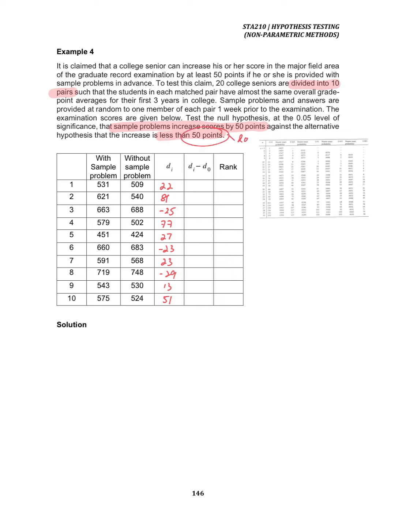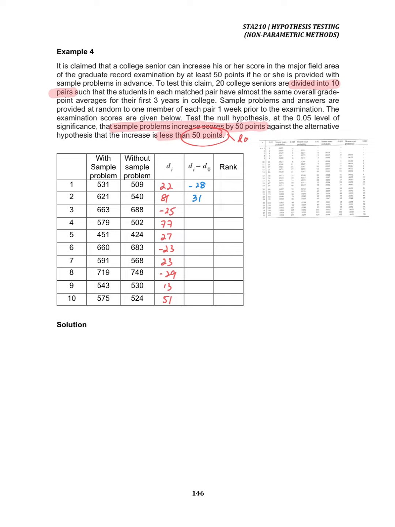So what next should we do? We subtract the difference with the D naught. So our D naught is 50. So next, what we should do is calculate di minus D naught. Okay, so 22 minus 50, we will get negative 28. Okay, this one is negative 28, and then 81 minus 50, we will get 31.